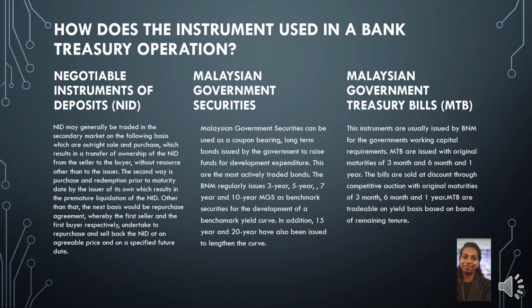The next slide is about how the instrument is used as a bank asset for the treasury operation. NID is generally traded in the secondary market on the following basis, which are outright sales and purchase, which result in the transfer of ownership of the NID from the seller to the buyer without recourse other than to the issuer. The second way is purchase and redemption prior to maturity date by the issuer of its own, which result in the premature liquidation of the NID.